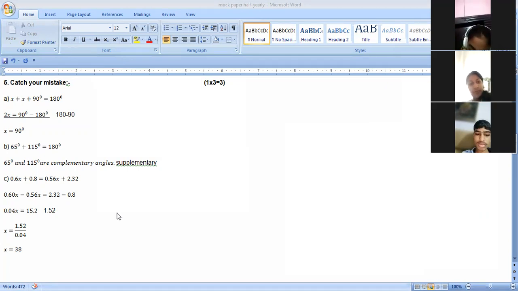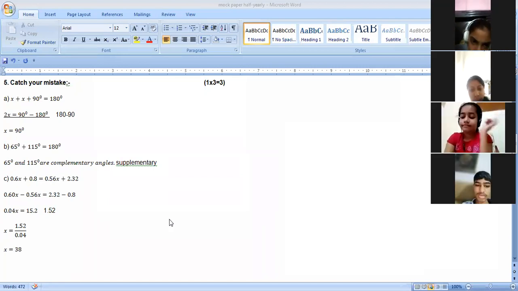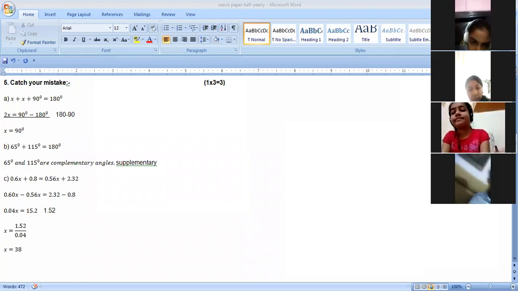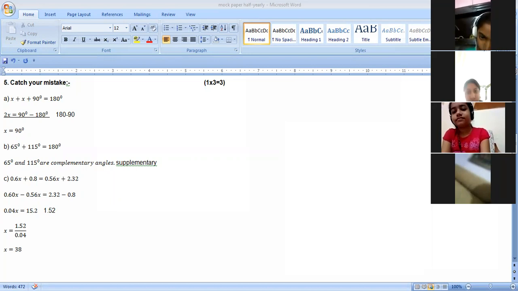Devanshi, 15.2 is wrong. Devanshi, Bhumi Chaudhary, you are right here. Open your camera also, Parveen and Bhumi Chaudhary. Next question. Let's move to the next question.